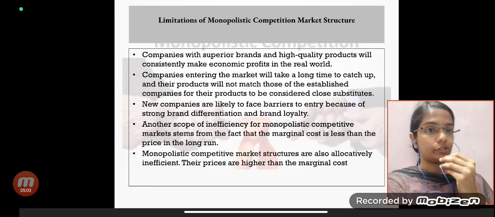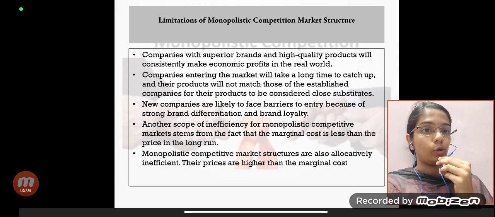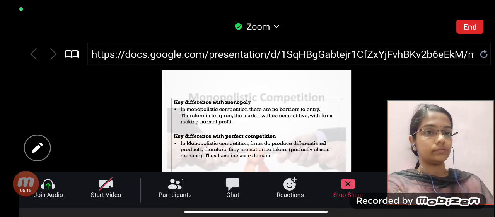Another source of inefficiency for the monopolistic competitive market stems from the fact that the marginal cost is less than the price in the long run. The monopolistic competitive market structure is also allocatively inefficient. The prices are higher than the marginal cost.